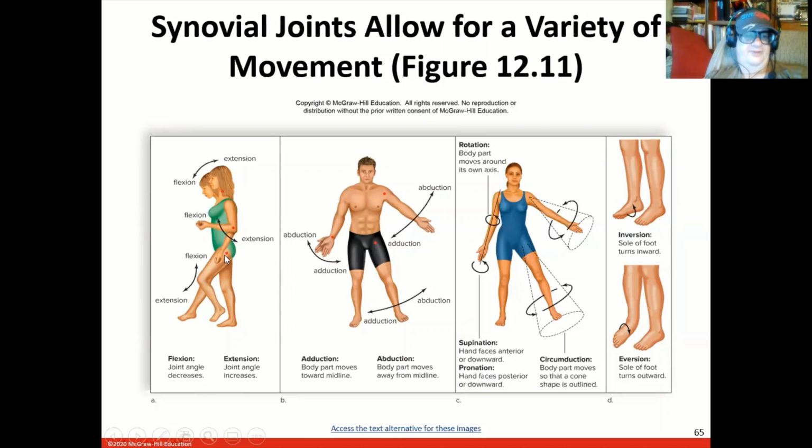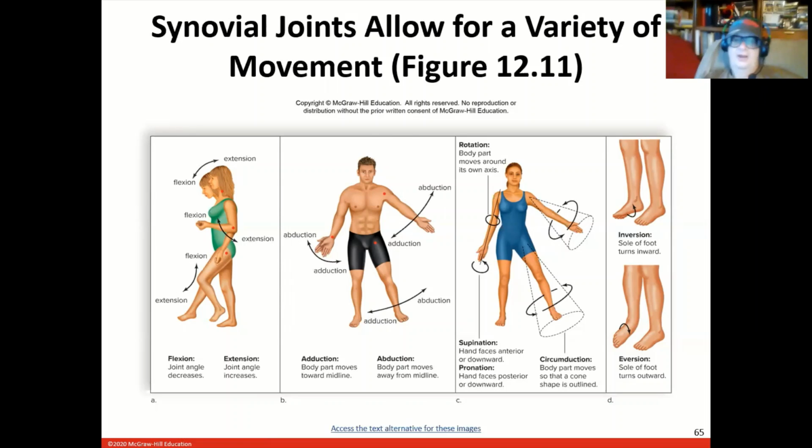Here is my arm, my elbow. If I am decreasing the angle, that's flexion. If I am increasing the angle, say I'm at 90 degrees and I'm going to go to 180 degrees, that's extension. Just think like you have a protractor, straight line 180, 90, okay? So if I go from 90 to a 45-degree angle, that is flexion. If I go from 45 to 90, that is extension.